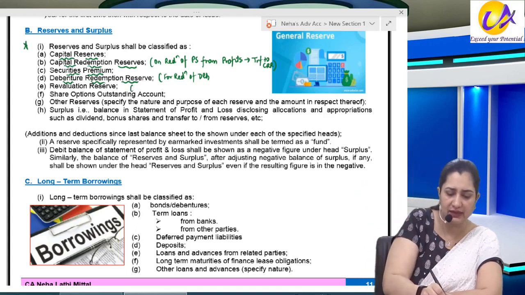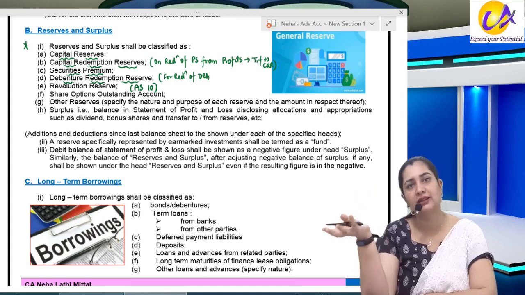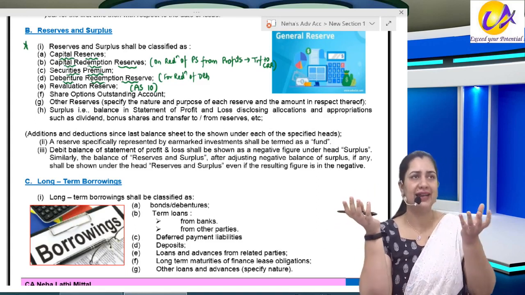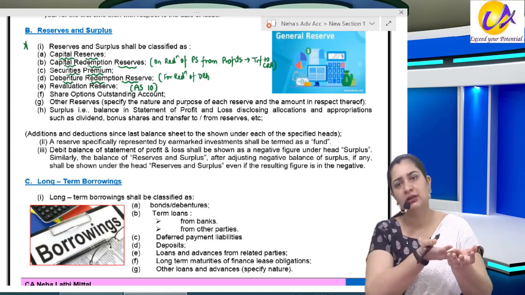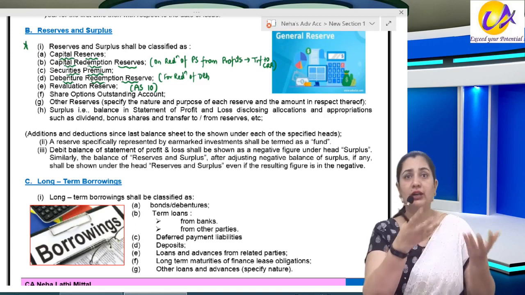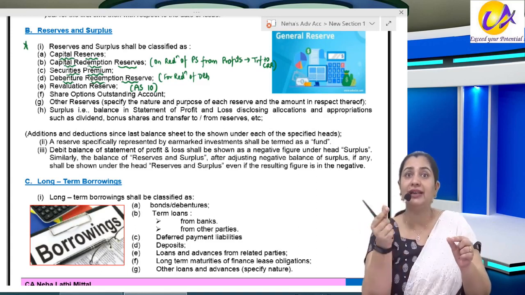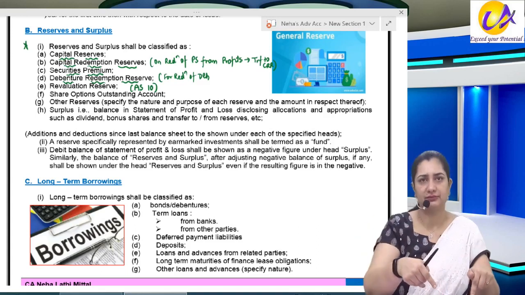Revaluation reserve. This we will cover in AS 10. When your property, plant, equipment, your fixed assets are revalued. Okay, so then that revalued means now 10 lakh I'm showing my land. The market value, let's say, has become 25 lakh. I want to show it at 25 lakh. So then I can show it at 25, but that extra 15 lakh, where it will go? It will go to reval reserve.